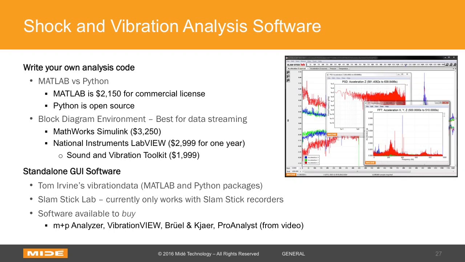There's other software available that you can buy, which includes the M&P Analyzer, VibrationVIEW, and then Bruel & Kjaer, an accelerometer company, but they have some analysis software packages. There's also Pro Analyst, which I came across recently, which can calculate vibration levels and motion just from a video file. It's pretty interesting. But these software packages are going to run you $5,000, $10,000, $20,000, some of them. But for certain applications, the cost is not a concern, and those give you a lot of really good options to analyze your data.